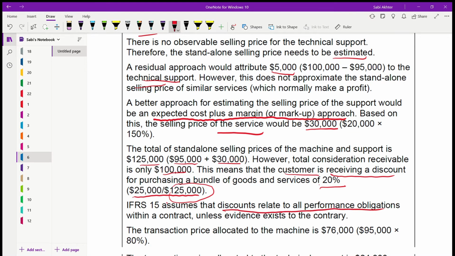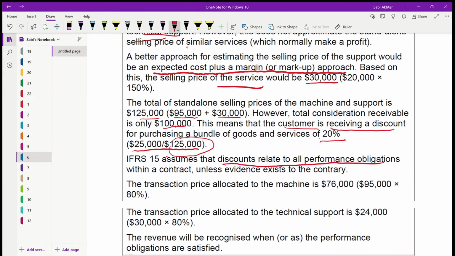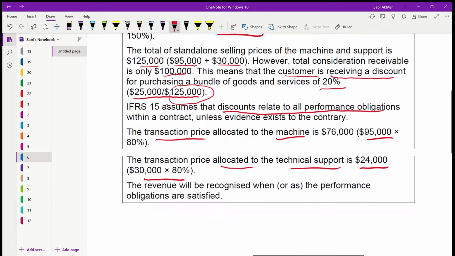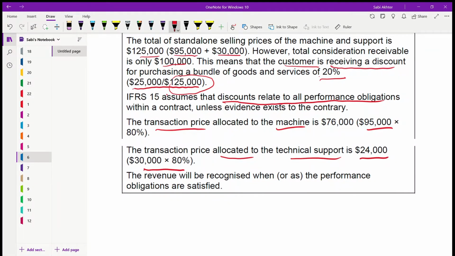Within a contract, unless evidence exists to the contrary. So the transaction price allocated to the machine will be how much? You need to allocate to the machine as well, and also to the technical support. After discount of 20%, it will be 80% of 95,000 and 80% of 30,000. So 24 and 76. The revenue will be recognized when all the performance obligations are satisfied. Whenever it is satisfied, you can recognize revenue.